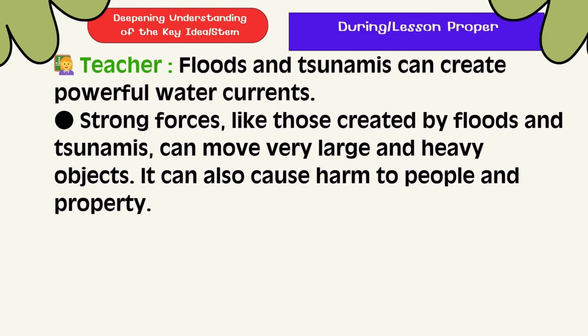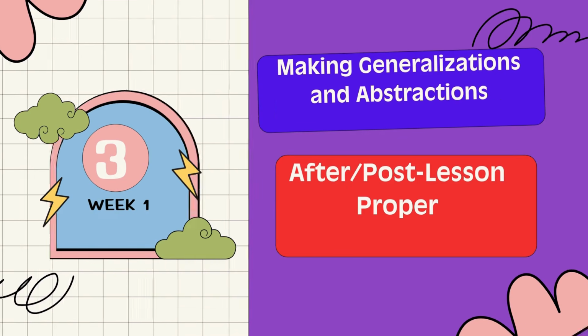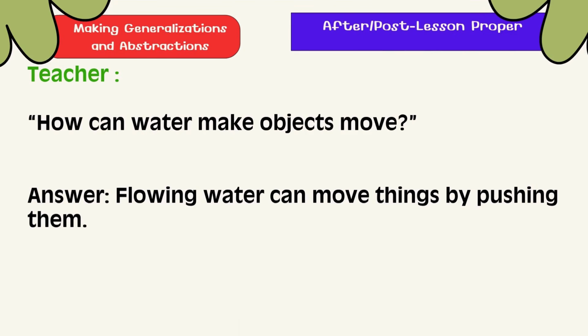Strong forces like those created by floods and tsunamis can move very large and heavy objects. It can also cause harm to people and property. Making generalization and abstraction. How can water make objects move? The answer is, flowing water can move things by pushing them.